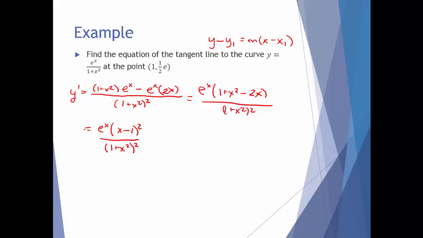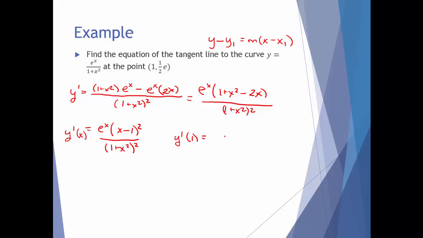So this is the slope of the tangent line at all points that have an x value. So given any x value, I can tell you the slope of the tangent line to this curve. But I'm specifically looking for the slope of the tangent line at the point 1, 1/2 e. So I'm not really looking for y prime of x, which is what I have. What I'm looking for is y prime of 1. This will give me the slope of the tangent line specifically when the x value is 1.